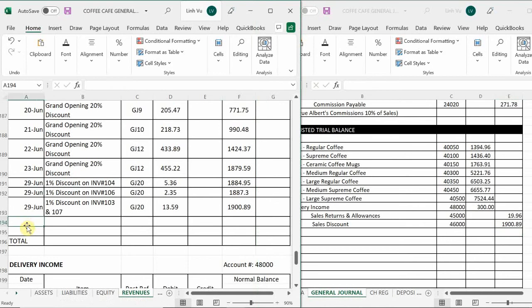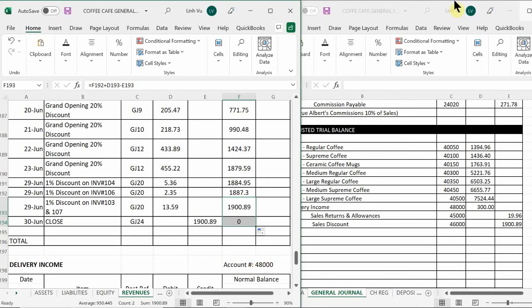And that's exactly what I'm going to do. I am going to close this out, General Journal 24. We're going to credit for the 1,989. That's going to bring us to 0.